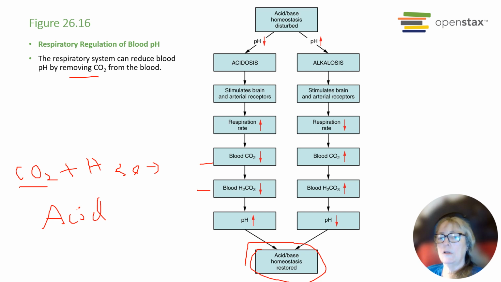Now, if you have an alkalosis from whatever the cause, it stimulates brain receptors and arterial receptors, and this will decrease the respiration rate. When you hold the breath, decrease the rate, it increases the CO2, which increases the blood bicarbonate, because water plus carbon dioxide gives you carbonic acid, and acid decreases the pH.